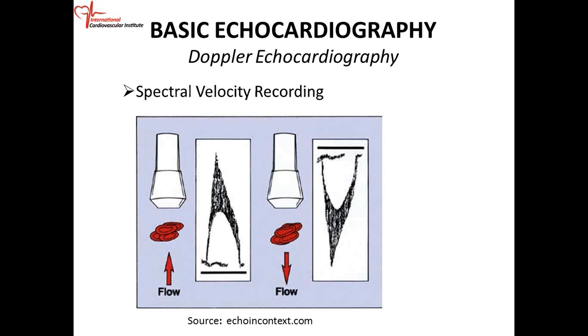And this is what it looks like. So in the first scenario, the blood is flowing towards the transducer, so it produces a spectral envelope above the baseline and positive. Okay, so the baseline is right here. This is the baseline, and this is the spectral envelope, which is above the baseline because the blood is flowing towards the transducer. In the second scenario, the blood is flowing away from the transducer. So it produces an envelope below the baseline and negative. Okay?